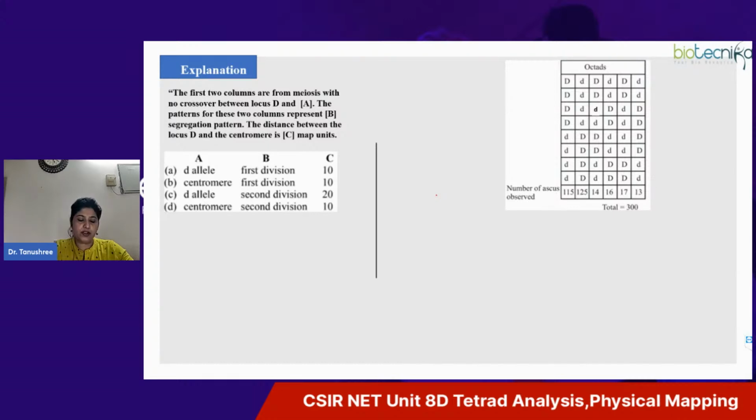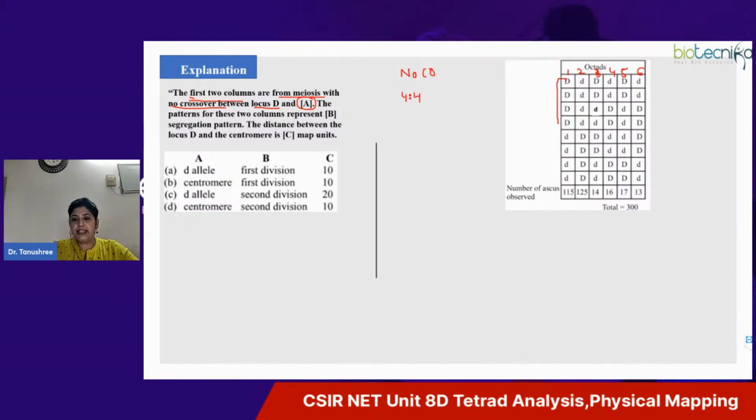Second division if crossing occurs. Yes, so M2 segregation if crossing occurs, right? So in the question we have, let's answer it step by step. The first two columns are from meiosis with no crossover between locus D. And what is A here? So for the first two columns, just see the ratio. What is the ratio you get when there is no crossing over? We get 4:4. So let's check.